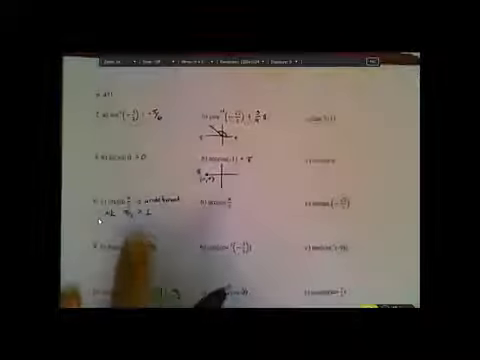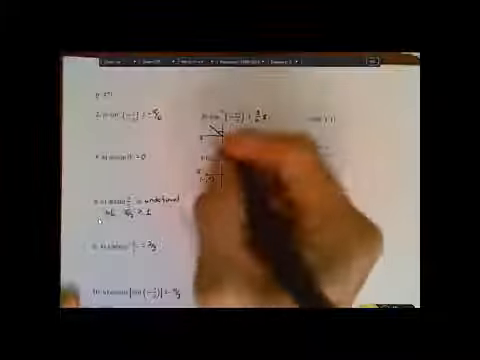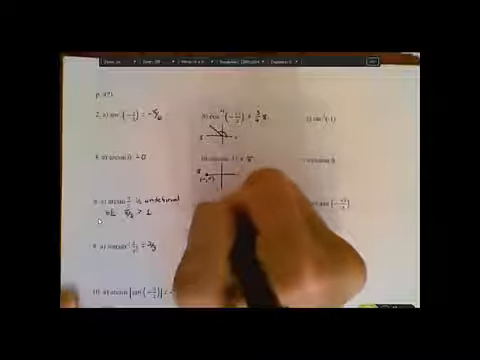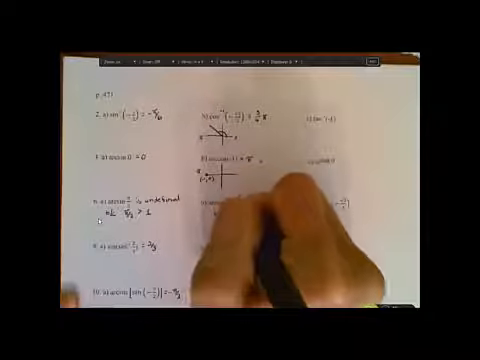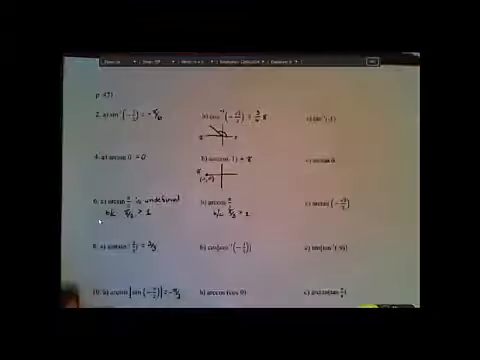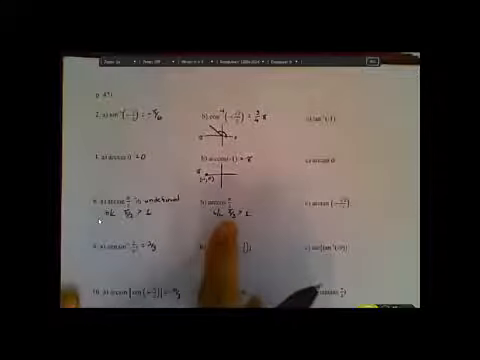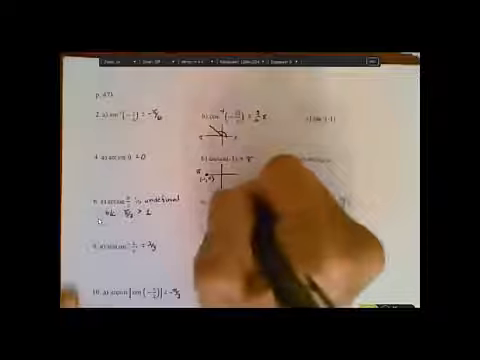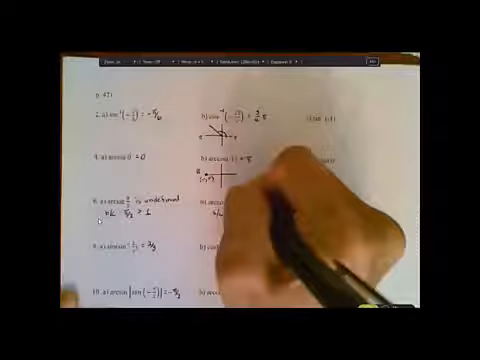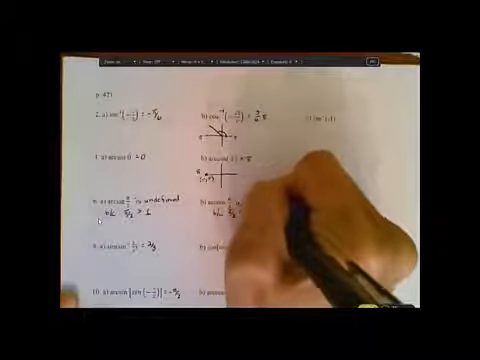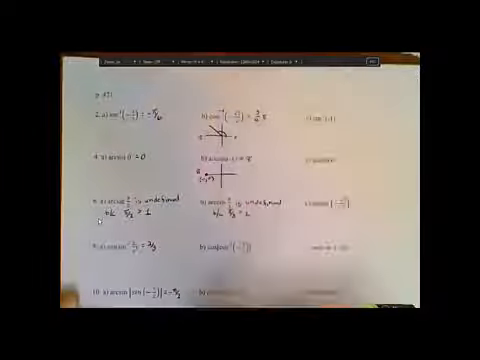Well, that's similar to the a part. Pi over 3 is a little bit bigger than 1. So there is no angle whose cosine is bigger than 1. And we say arc cosine of pi over 3 is undefined.